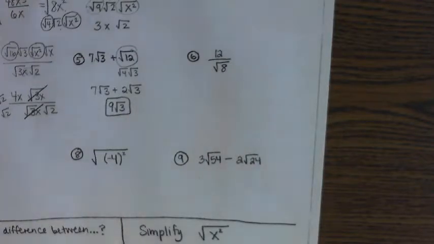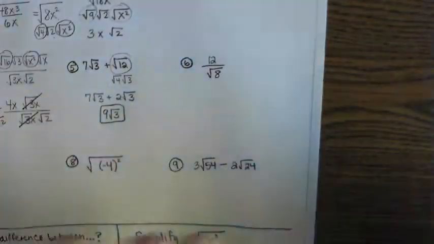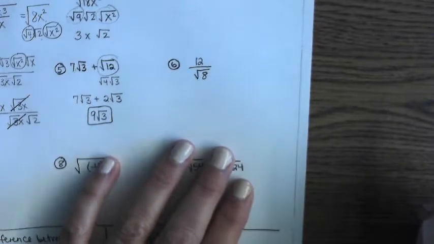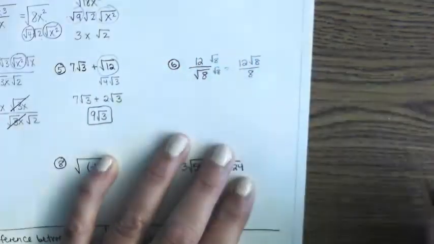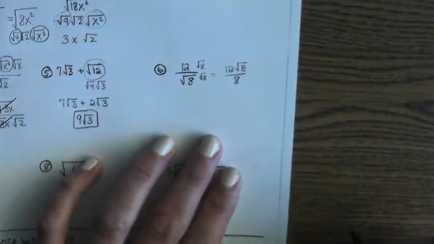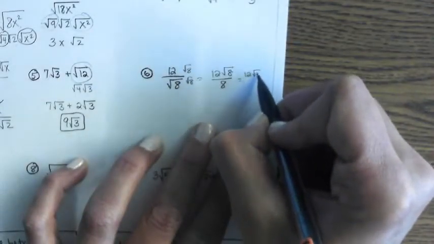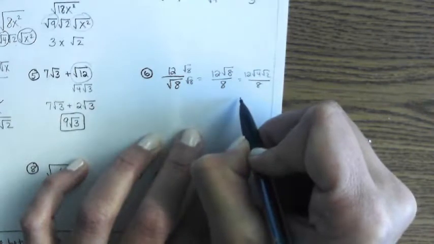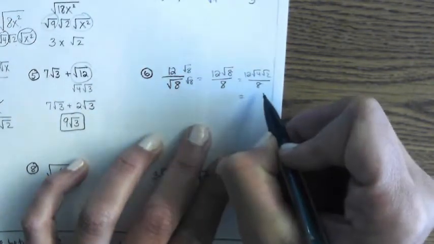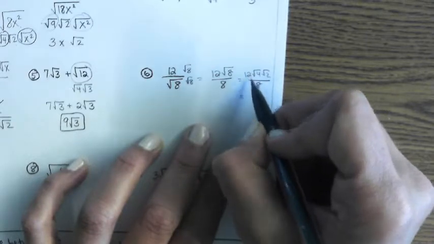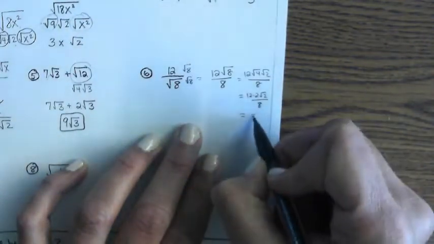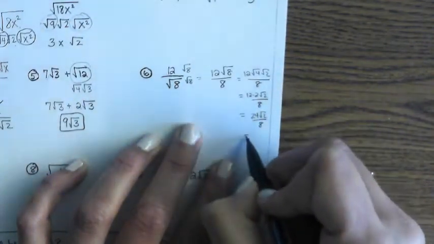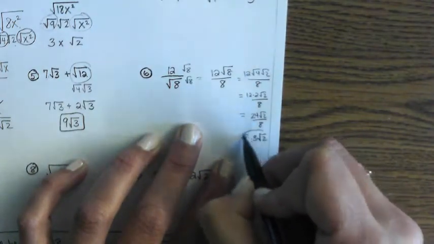All right, where's Michelle? Hi, Michelle. Michelle, what did you do first? Okay, so she chose rationalizing first. She got 12 root 8 over 8. Then what'd you do? Okay, then what? 12 times 2 radical 2 over 8. Keep going. Very good. Nice.